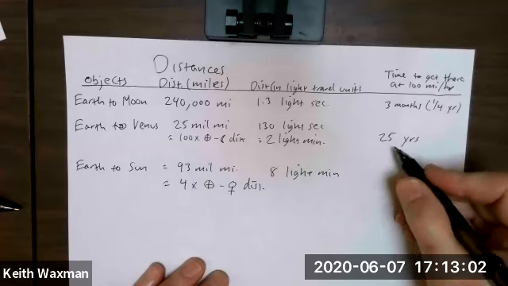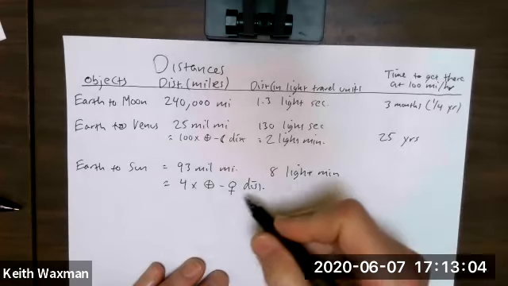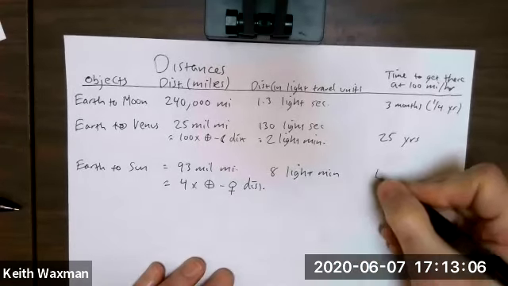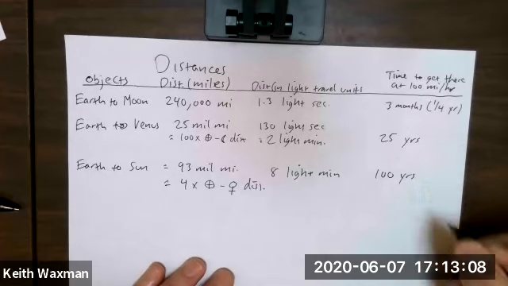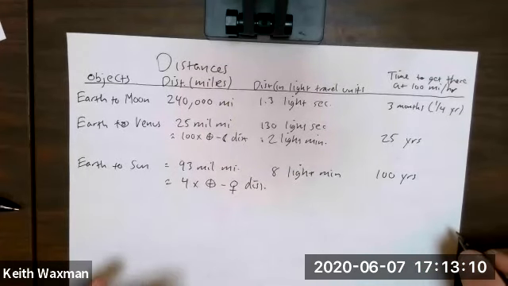So let's talk about this. What about going there? If it's 4 times the Earth to Venus distance, it would be 100 years. Think about being in your car at 100 miles an hour, 100 years, nonstop. You've gone the distance of the Sun.